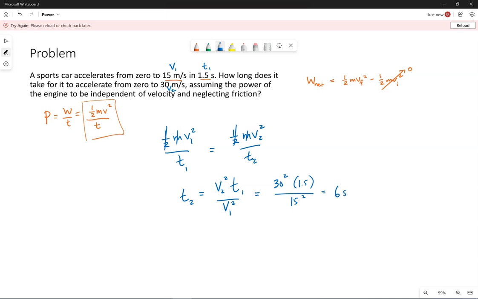So 6 seconds. By the way, the 30 over 15 becomes 2. This becomes 2 squared times 1.5. So it takes 4 times longer because of that velocity being squared.